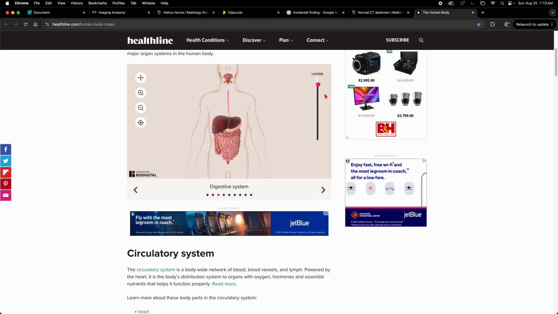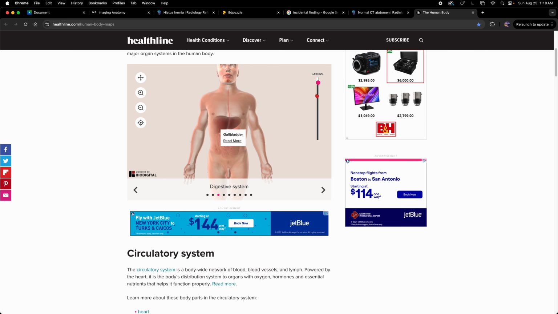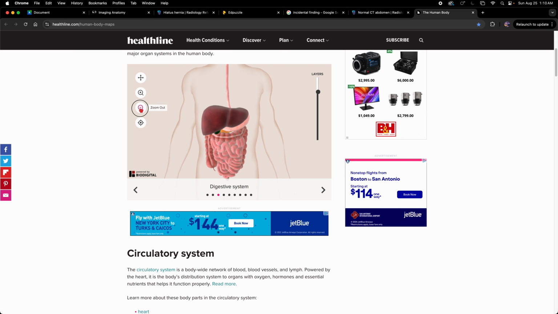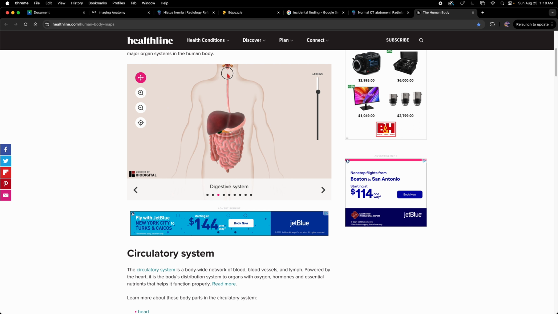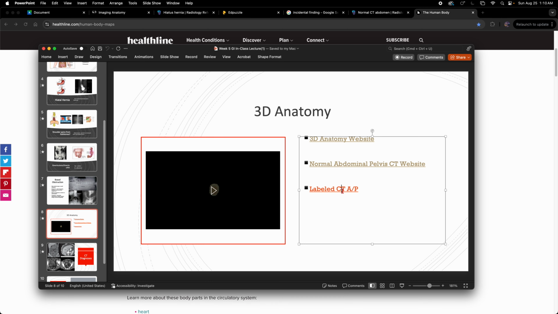So when you get to the digestive system, you can add layers to identify each structure. You can click on it, read more about the stomach, read more about the gallbladder, that kind of stuff, right? And it's really, really cool. And you can see all the glands up here. Really interesting. And you can zoom in, zoom out, right? You can move it around and recenter it. And the next thing that's on here is where you can practice labeling this stuff.